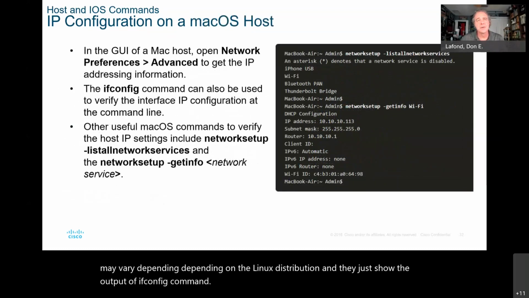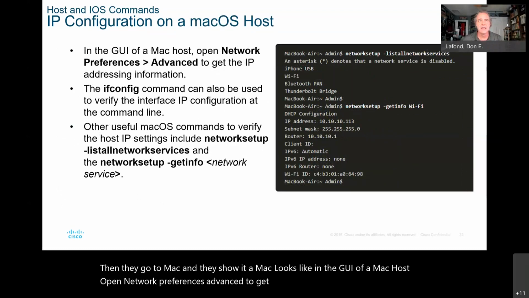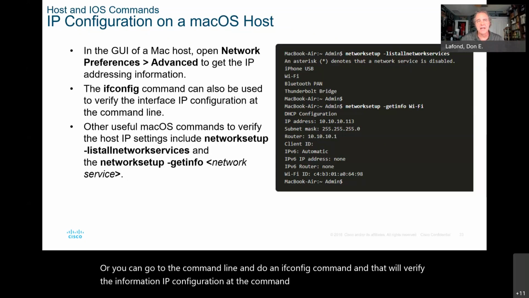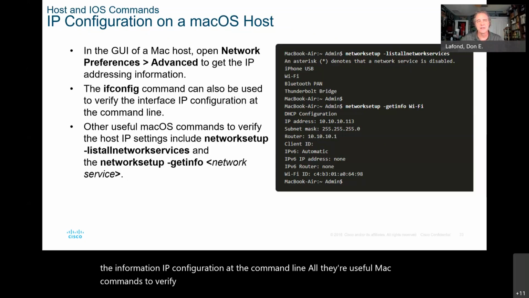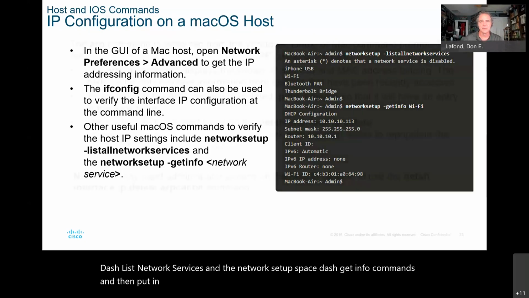Then they go to Mac. They show what a Mac looks like. In the GUI of a Mac host, open Network Preferences Advanced to get the IP address information. Or you can go to the command line and do an ifconfig command, and that will verify the IP configuration at the command line. Other useful Mac commands to verify the host IP settings include networksetup -listallnetworkservices and the networksetup -getinfo commands, and then put in the network service you're looking for.